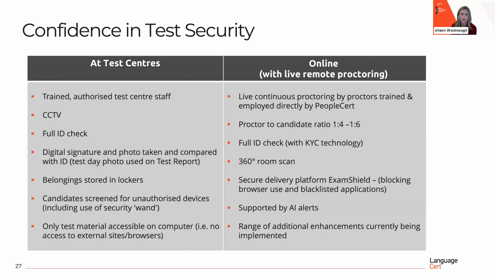And our proctors are also supported by AI alerts throughout the session. So they'll be monitoring the candidates, but the AI will also pick up if there are additional voices in the room, obviously if there's an additional person in the room, or if the candidate is starting to act a bit strangely, like looking away from the computer screen a bit too many times. So that would be flagged to the proctor, and then the proctor can deal with that or manage that accordingly.